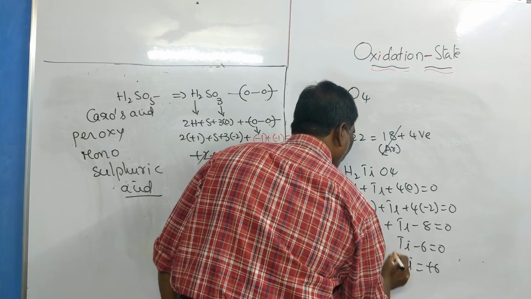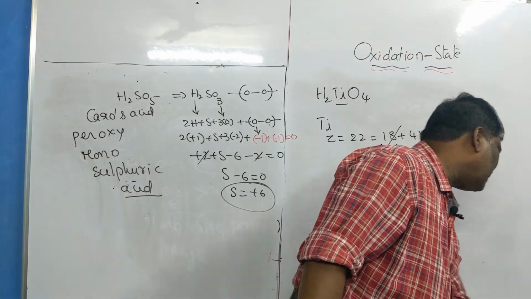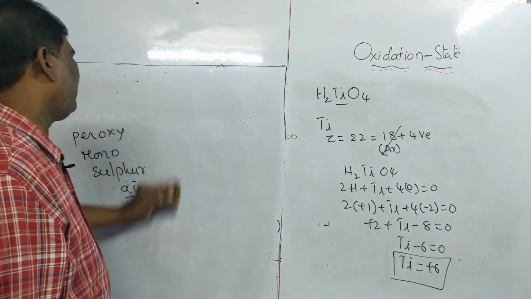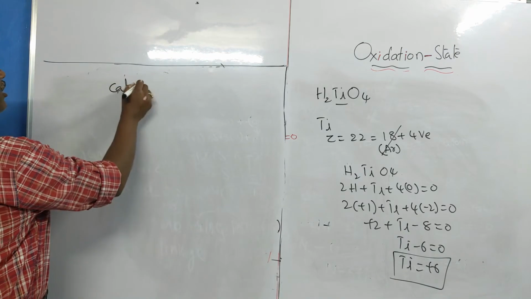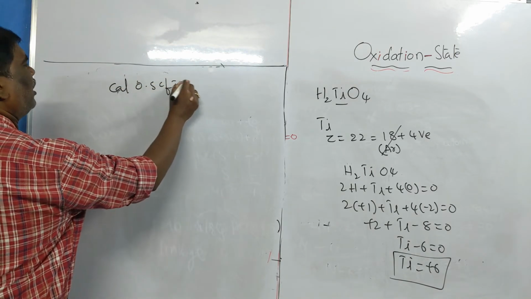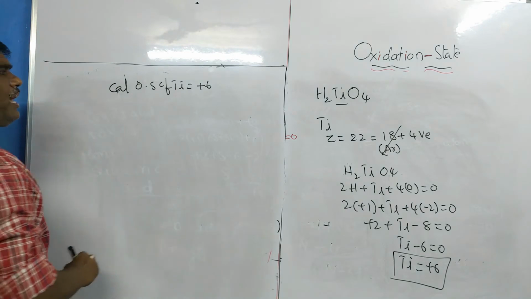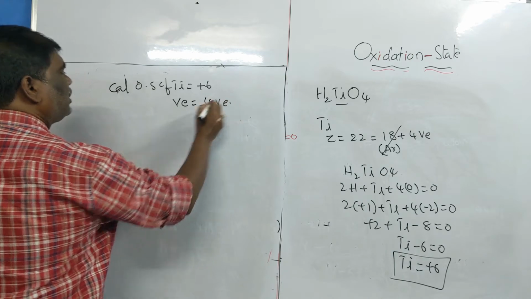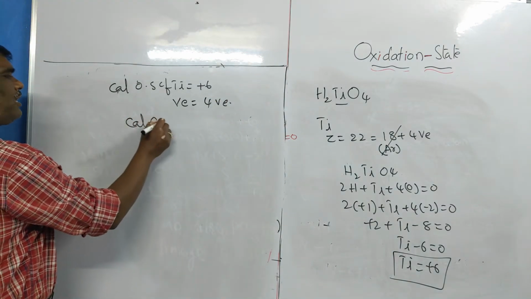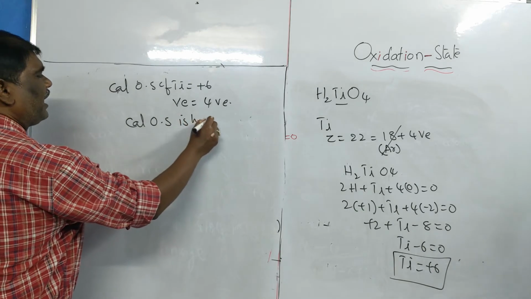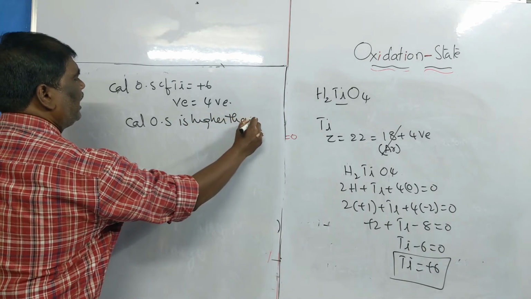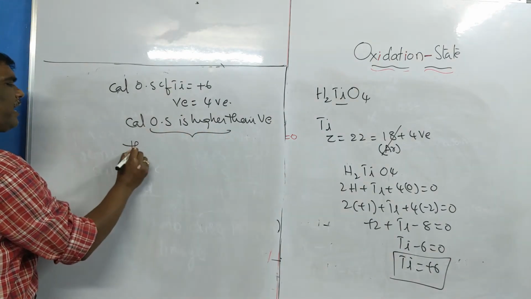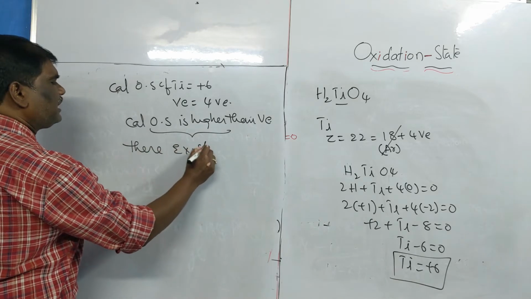What is the comment here? The calculated oxidation state of titanium is plus 6, whereas the valence electrons are 4. So what is the comment? The calculated oxidation state is higher than the valence electrons. So what do we expect? We expect there exists a peroxy linkage.